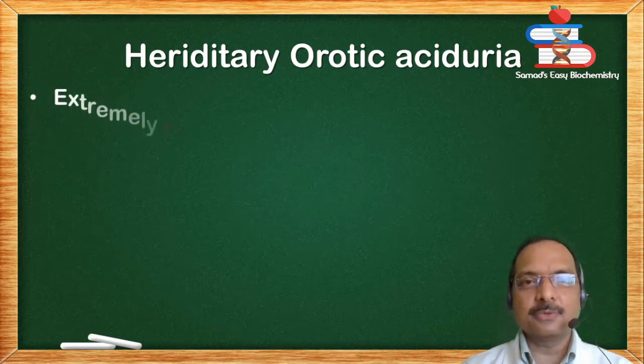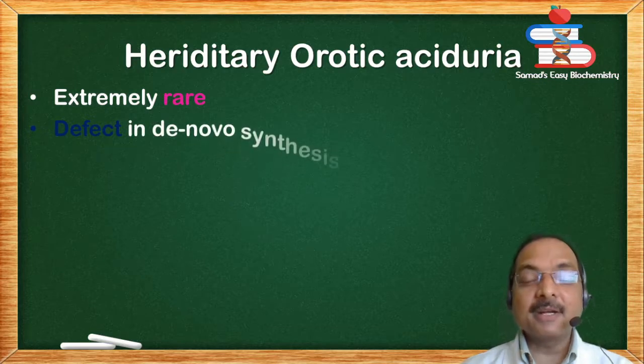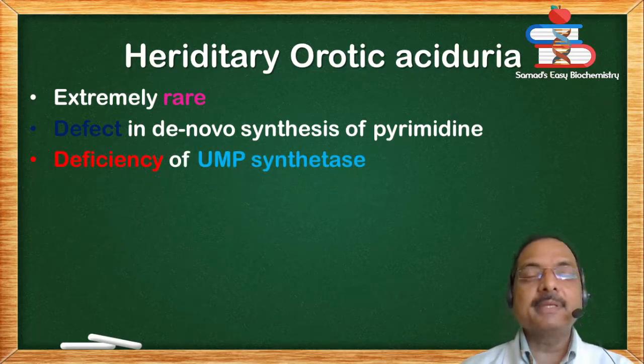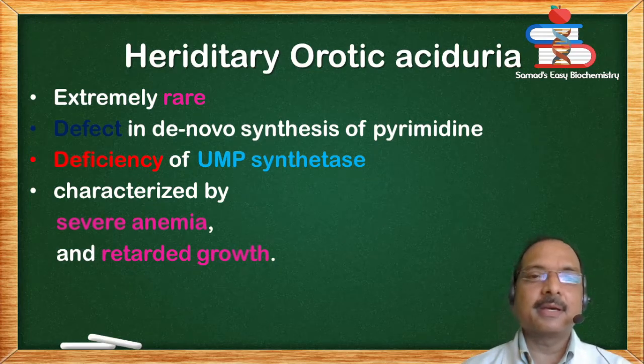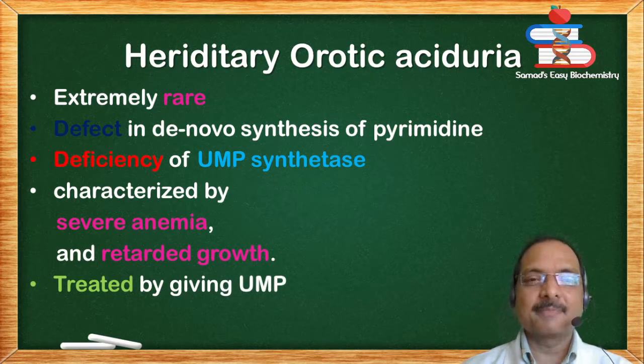Hereditary orotic aciduria. It's extremely rare. There is a defect in the de novo synthesis of pyrimidine nucleotides. There is deficiency of UMP synthetase, characterized by severe anemia and retarded growth. It's treated by giving UMP.